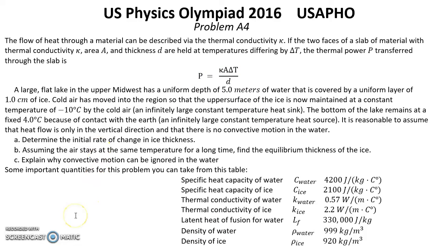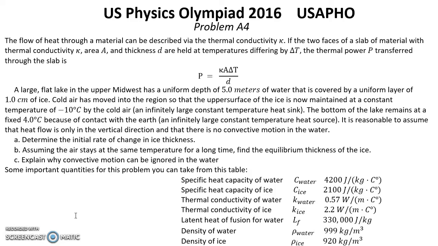A large flat lake in the upper Midwest has a uniform depth of 5 meters of water that is covered by a uniform layer of 1 centimeter of ice. Cold air has moved into the region so that the upper surface of the ice is now maintained at a constant temperature of negative 10 degrees Celsius by the cold air.